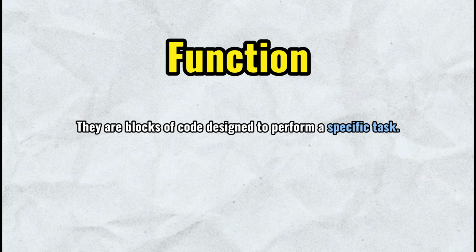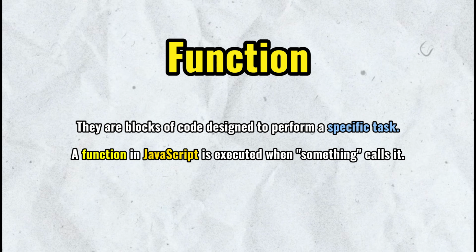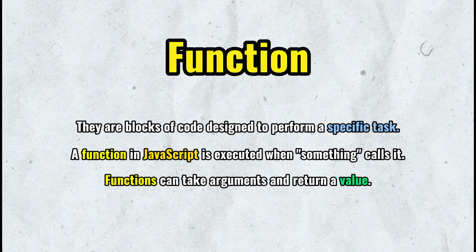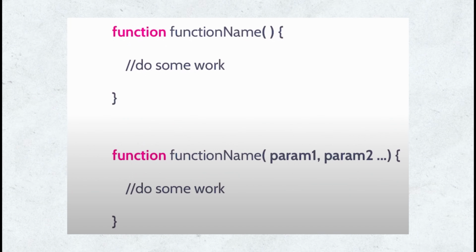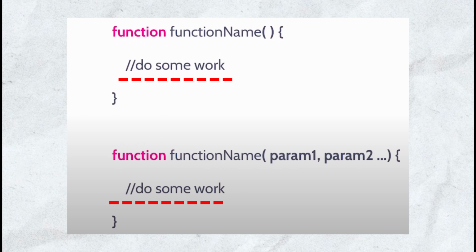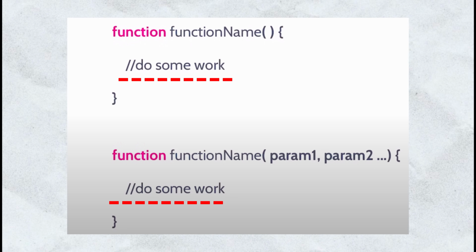Next, functions. They are blocks of code designed to perform a specific task. A function in JavaScript is executed when something calls it. Functions can take arguments and return a value. This is the syntax of function. Here we can write the name of our function, and inside the curly braces, we can write the work that we want the function to perform.